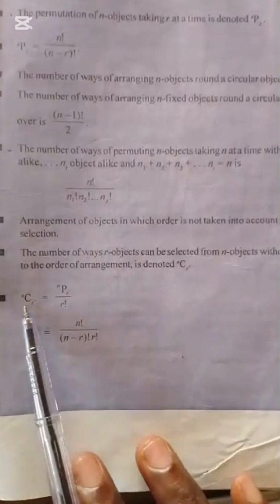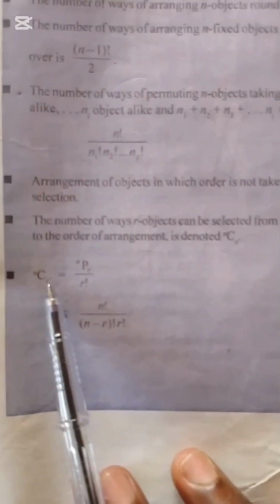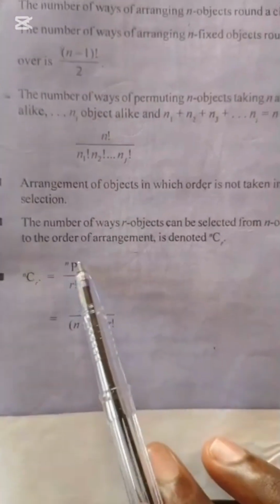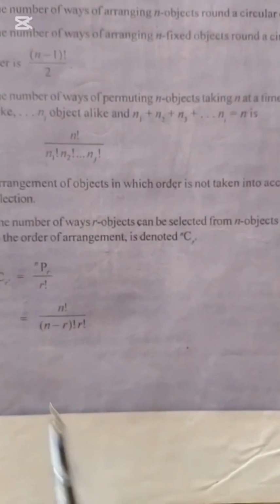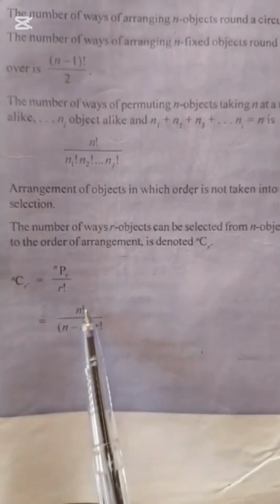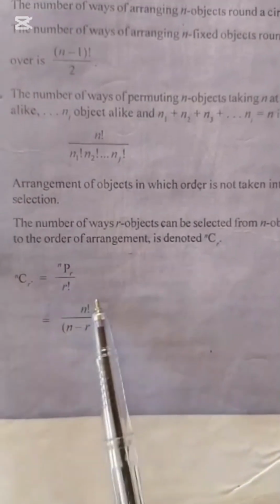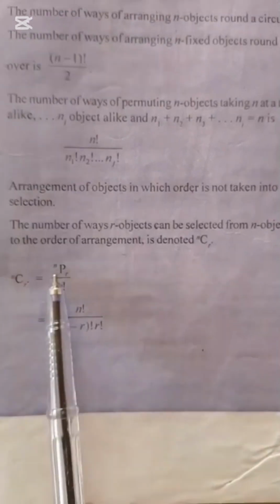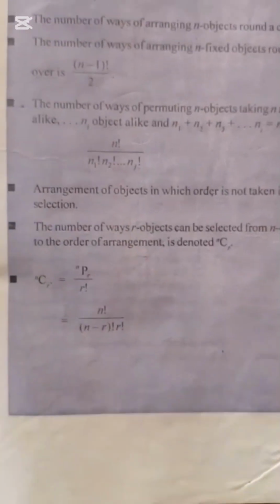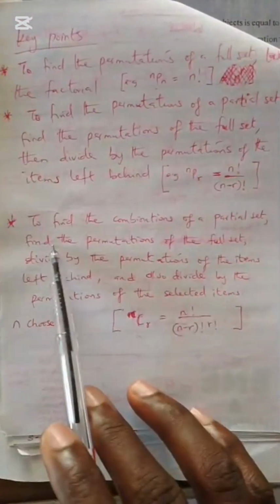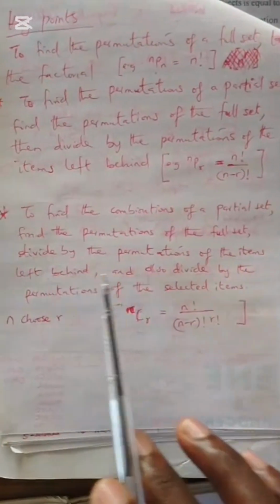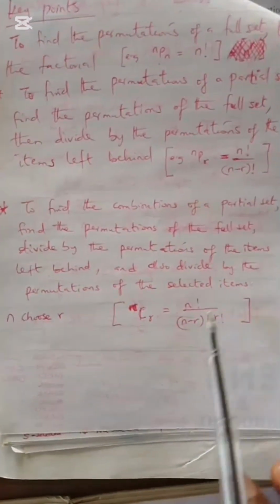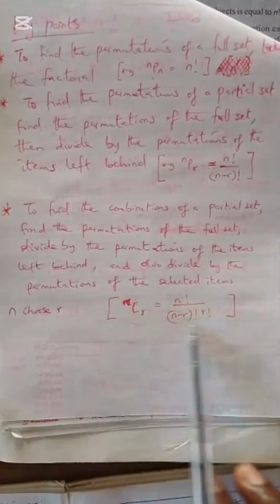To summarize, the symbol for combination is n choose r. That's n choose r, which is the permutation of n taking r, all over r factorial. If we spread that out, n permutation r is simply n factorial all over n minus r factorial. Then since we are dividing by r factorial, it is r factorial again. So in English terms, to find the combination of a partial set, find the permutation of the full set, divide by the permutation of the items left behind, and also divide by the permutation of the selected items. So this is what combination looks like.